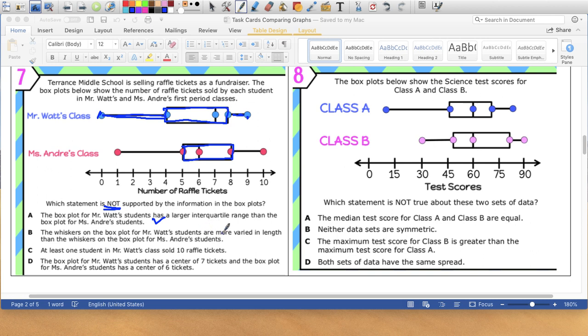I'd say that's true. 7. At least one student in Mr. Watt's class sold 10 raffle tickets. Well, actually, I don't know that.